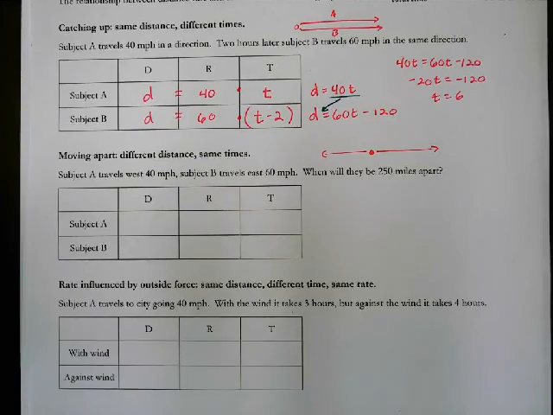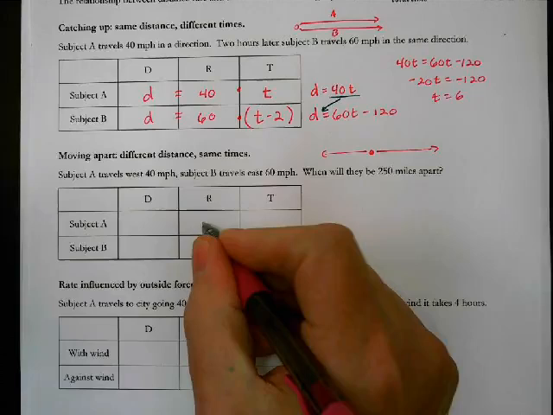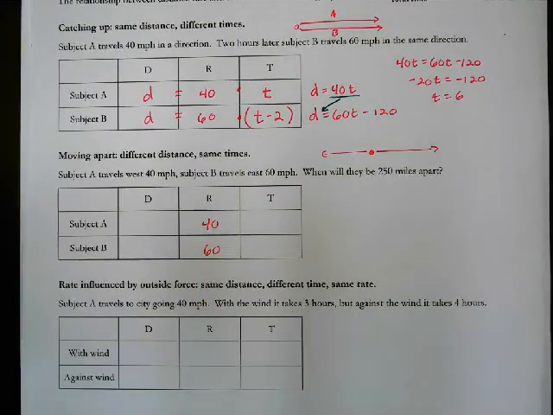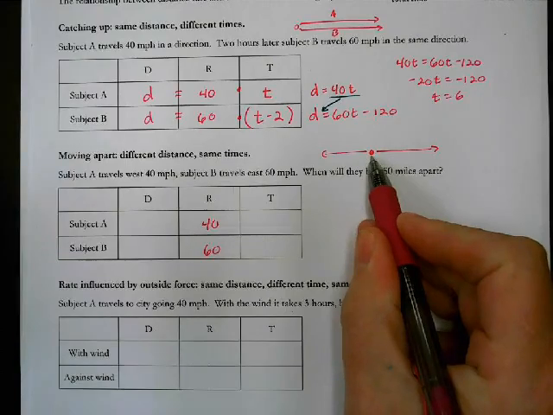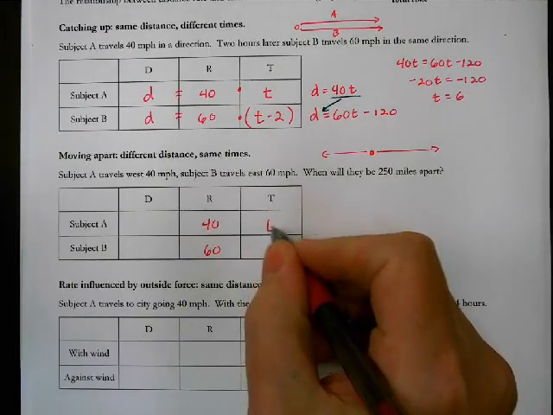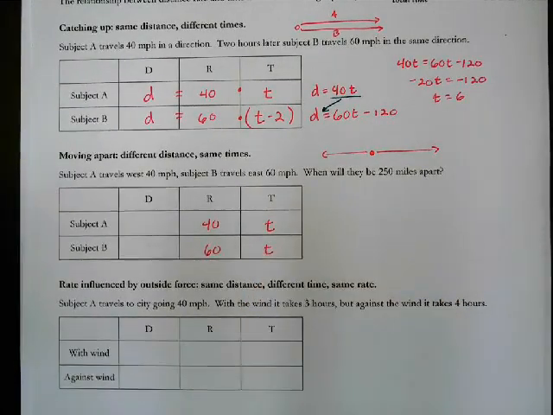A couple ways that you can do this. Obviously, we have 40 here and 60 here again. Their times are the same. They're going to leave at the same time. They're going to stop when they are 250 miles apart. So t is going to be equal for them. So what's different on this one is distance. And there's a couple ways you can do it.